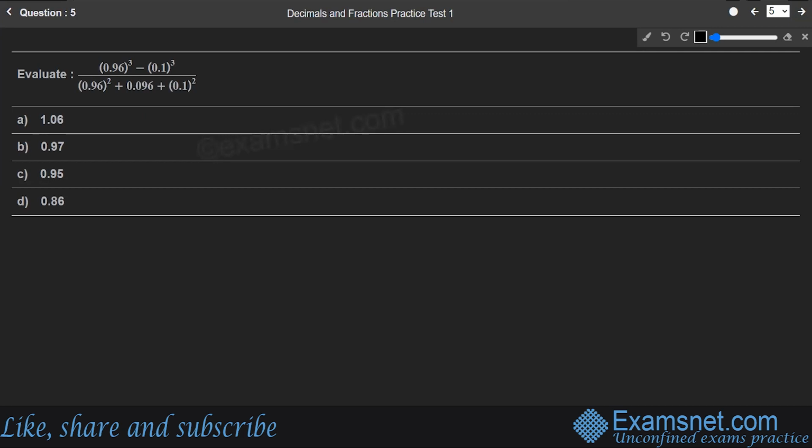Now he says evaluate this particular expression. Clearly we can find out some pattern. This is going to be a cube minus b cube. So we need to know the formula of a cube minus b cube, so that things can be easily simplified. The a cube minus b cube formula is nothing but (a minus b) times (a square plus ab plus b square).